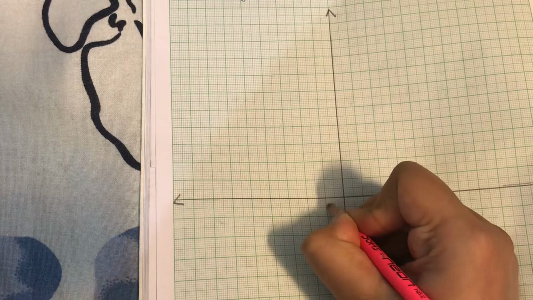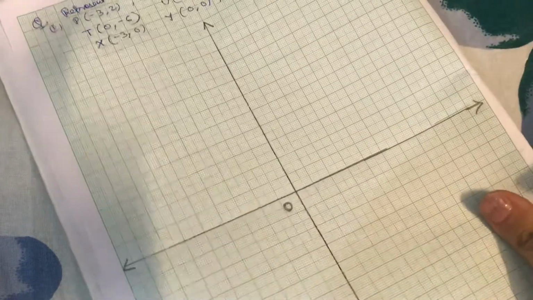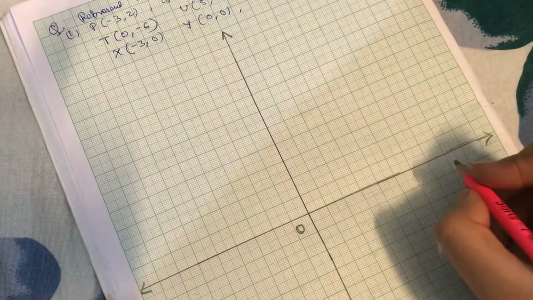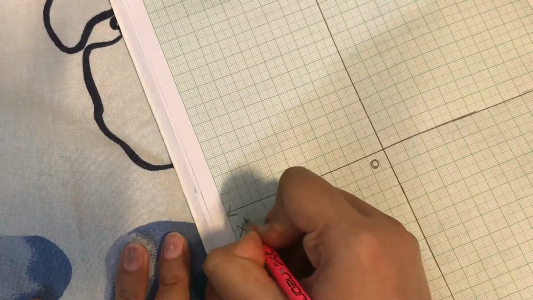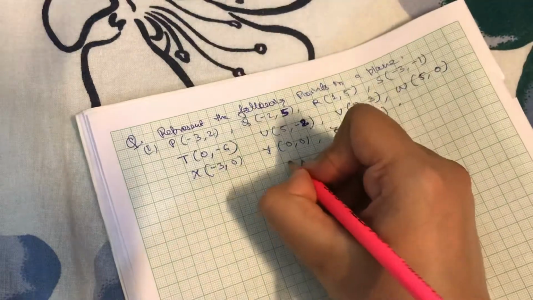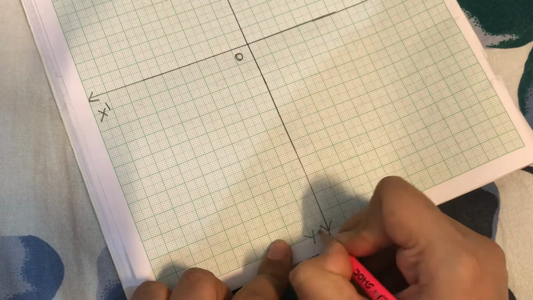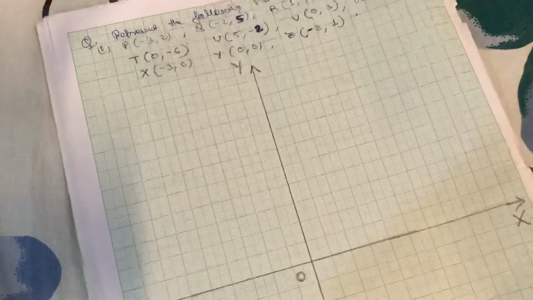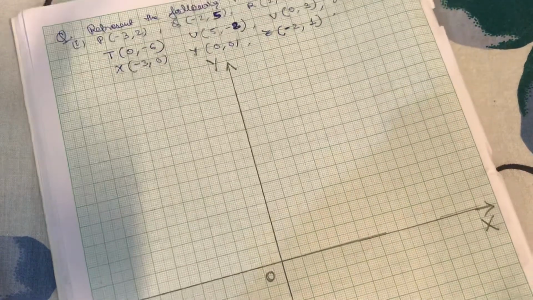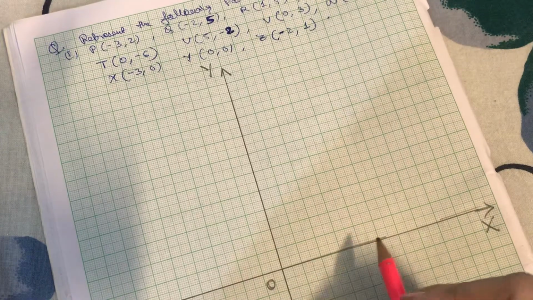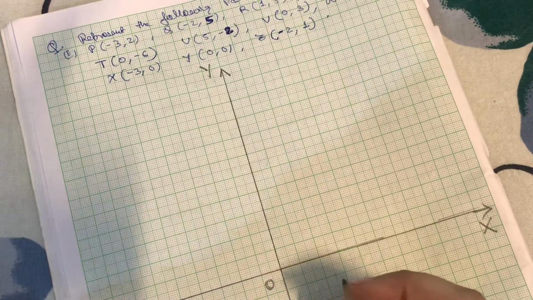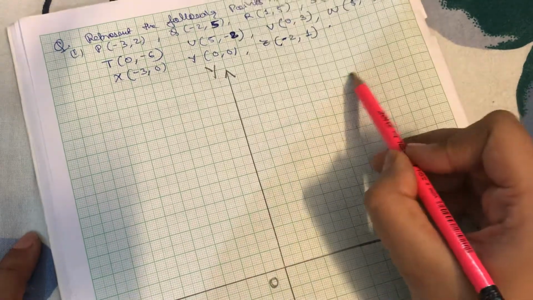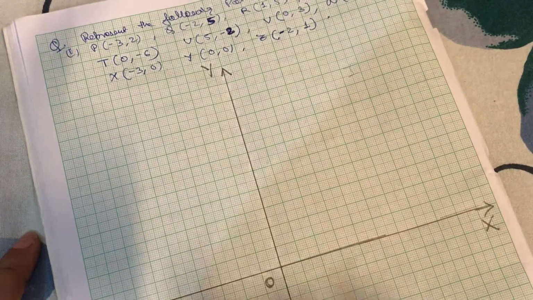This is my origin. Now this is my x-axis, this is my x dash axis, this is my y-axis, this is my y dash. It's always advisable to use pencil while drawing the graph or construction also. Now my first point is, we know that this is my first quadrant, this is second, this is third, this is fourth, right?